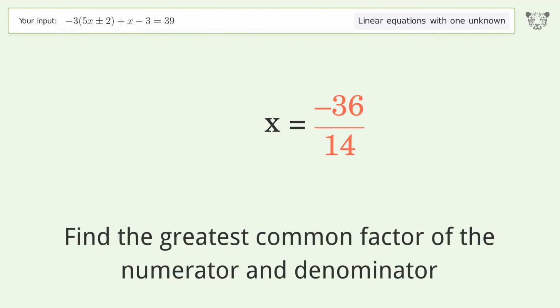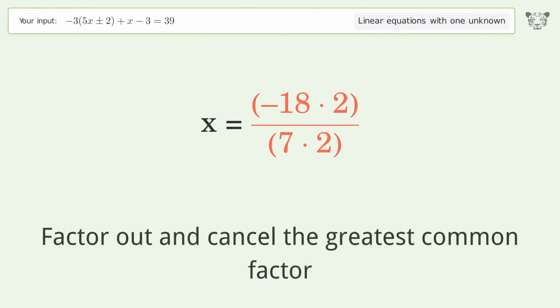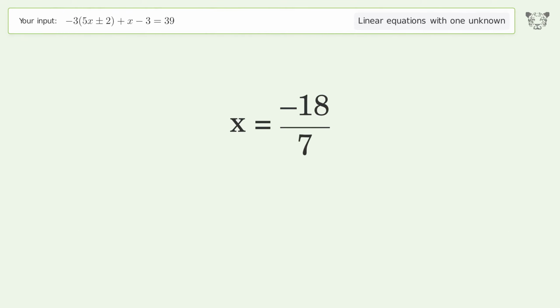Find the greatest common factor of the numerator and denominator. Factor out and cancel the greatest common factor. And so the final result is x equals -18/7.